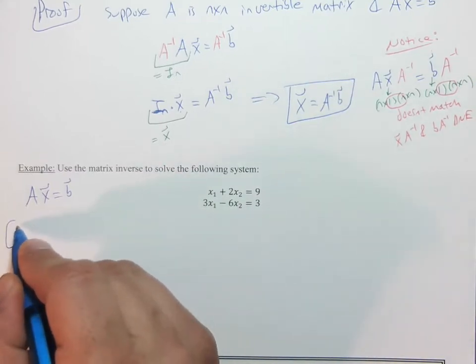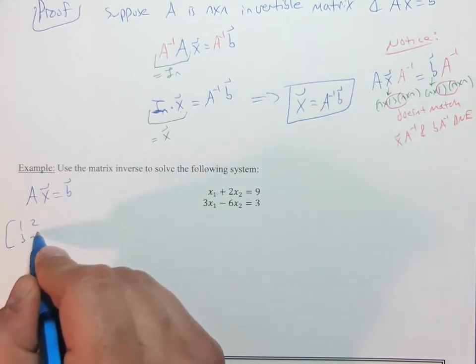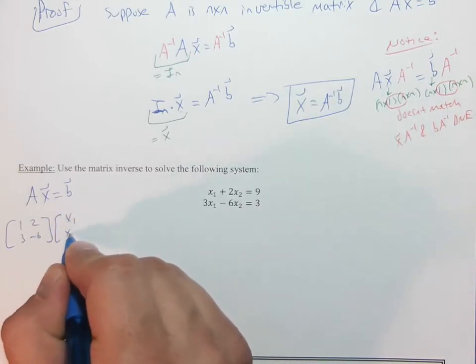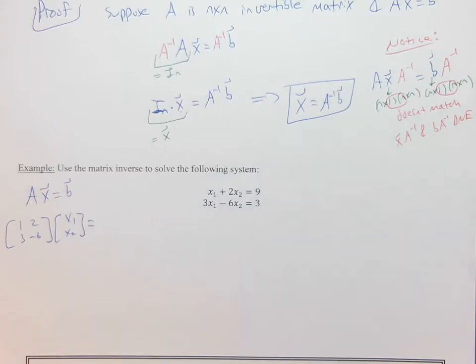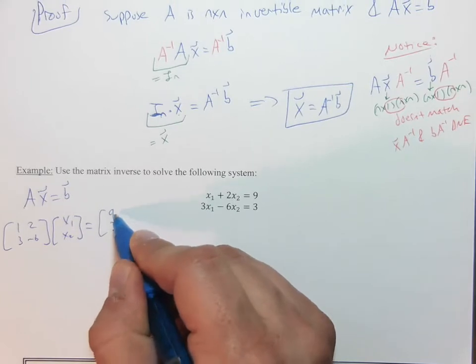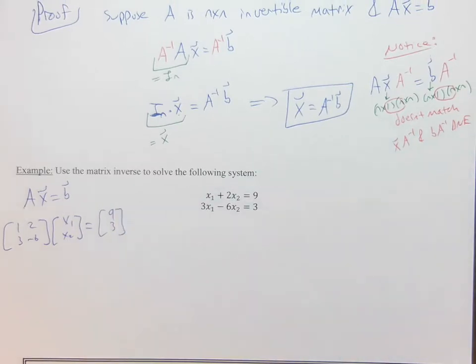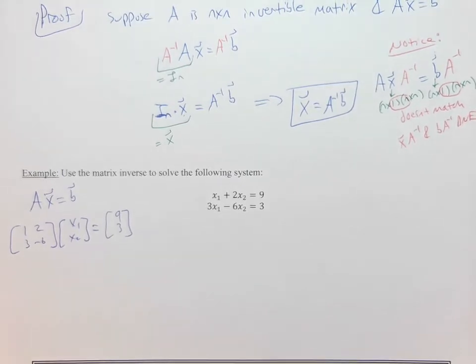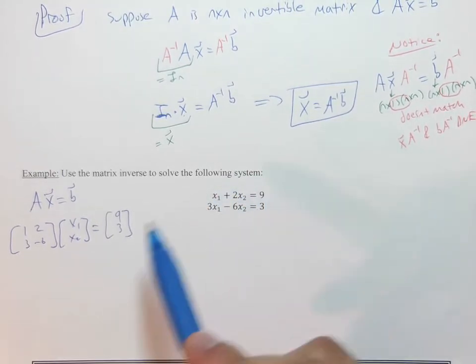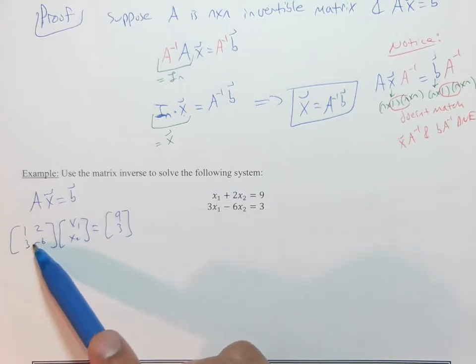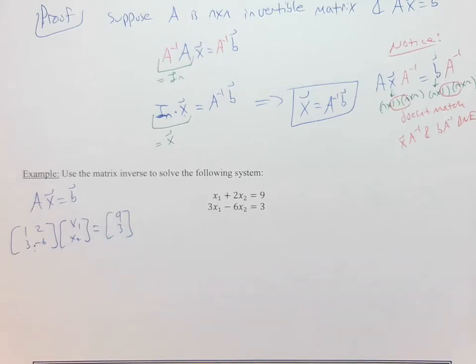A would be the coefficient matrix, X is the vector of unknowns, and B would be the constant matrix on the right. We had some early homework and sections that talked about translating between systems and matrix equations. So this linear system is really this matrix equation, and so we can just find the inverse of this matrix A and multiply on the left to solve it.